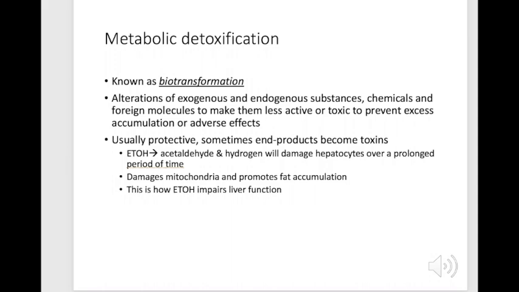Although it is usually protective, sometimes the end products of metabolic detoxification become toxic. Those of alcohol metabolism, for example, are acetaldehyde and hydrogen, which will actually damage the hepatocytes. Acetaldehyde damages the cellular mitochondria, and excess hydrogen promotes fat accumulation, and that is what impairs the liver's function.